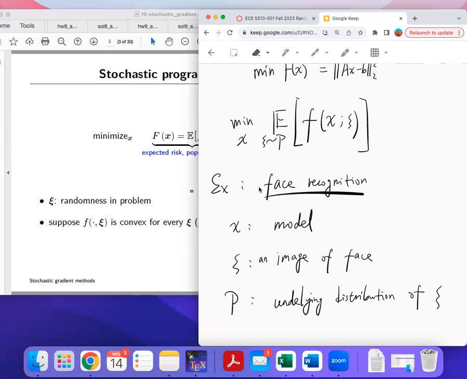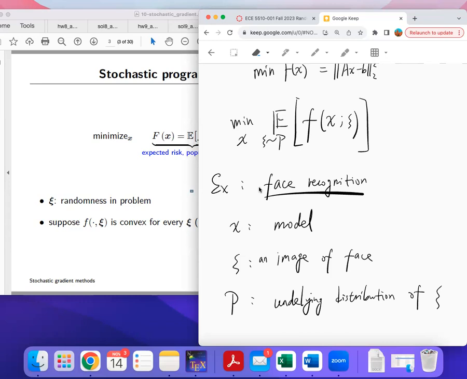So this is just about face recognition, but in fact, any application that involves lots of samples falls into this framework. You can talk about images of faces. You can talk about language processing, sentences or articles that people write. You can also talk about data collected from healthcare. So all the applications that involve data samples, people are essentially doing this stochastic programming.